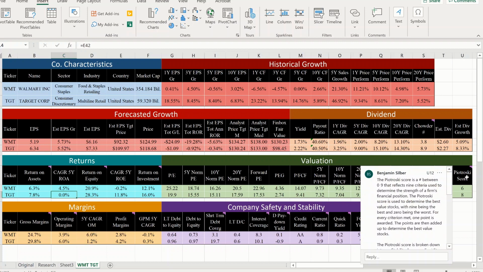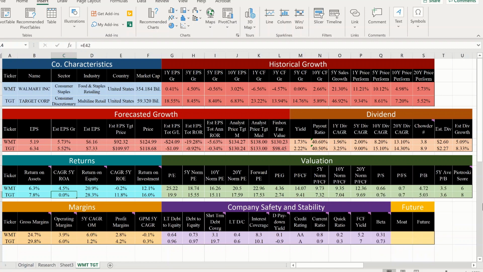The Piotroski Score is a number between 0 and 9 that reflects 9 criteria used to determine the strength of a firm's financial position. We use this score to determine the best value stocks, with 9 being the best and 0 being the worst score. For every criterion met, 1 point is awarded. The points are then added up to determine the best value stocks. So Target's 8 puts it very close to being one of the best, whereas Walmart's 6 is close but loses to Target. So in summary, both are overvalued to me, but Target is looking better.